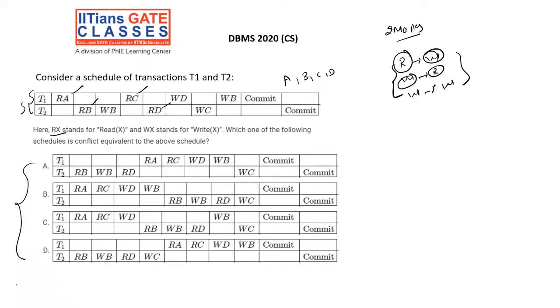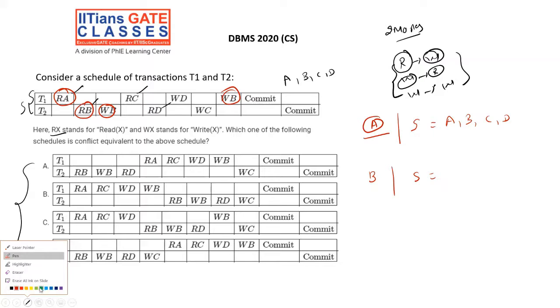Now check, first check with A. Here, on data item A, only a read operation is there. Any other A? No, there is no other A. So only one operation is there, so there is no chance of conflict, right? So on data item A, this S schedule is equivalent to A, B, C, D. Now check with data item B. See how many B operations are there. These are the B operations, this one and this one, right?